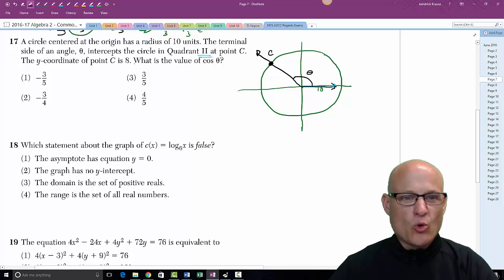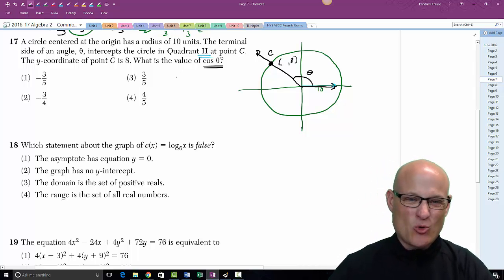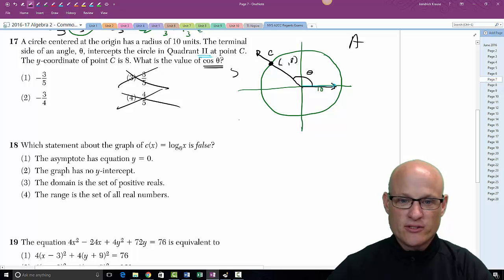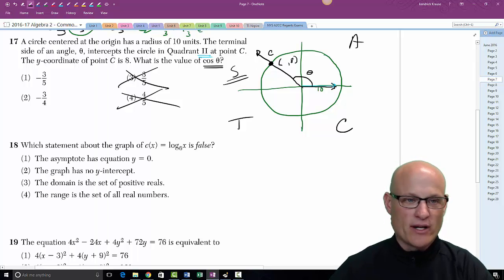The y coordinate at point C is 8. What is the value of cosine theta? Well, here's a couple of things. First of all, I'm in the second quadrant. So I know that cosine is negative in the second quadrant. So those can't be true. All students take calculus. Only sine and cosecant are positive here. So I know that it's got to be one of those two.